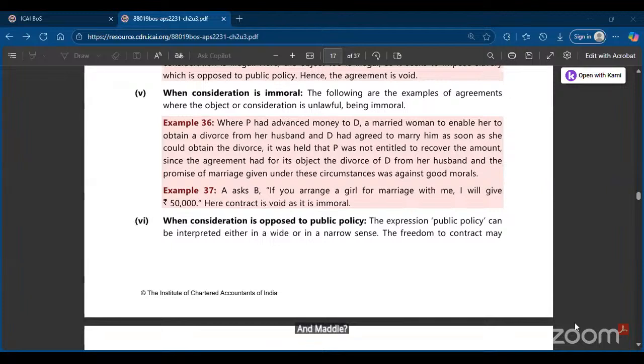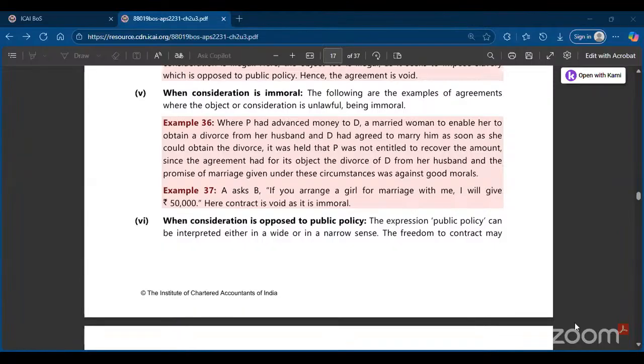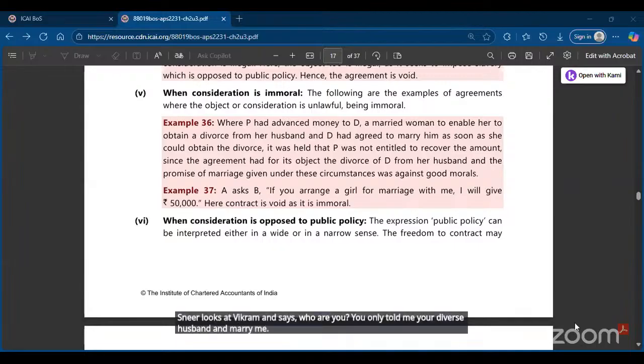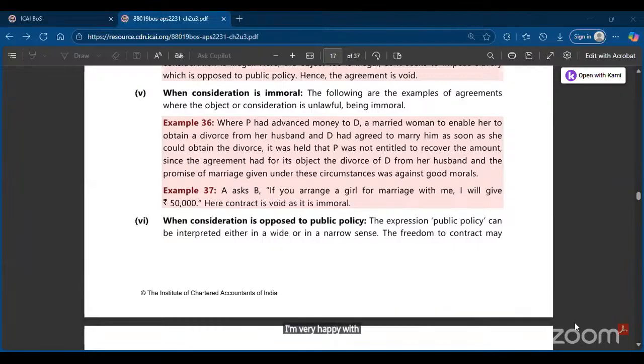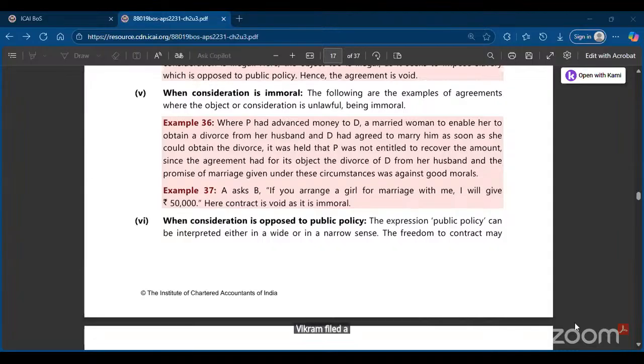After 15 days, 20 days, no response. After 1 month, Vikram goes to Sneha's house. Sneha looks at Vikram and says, "Who are you? You only told me you'll divorce your husband and marry me. I am very happy with my husband. Go and get out from here." Vikram says, "Give me back my 25 lakhs." Sneha says, "What 25 lakhs? I will not give you back." Vikram files a case. Will Vikram win the case or will Sneha win the case?